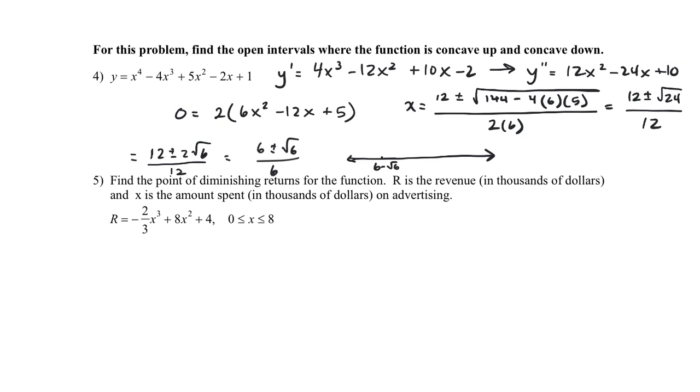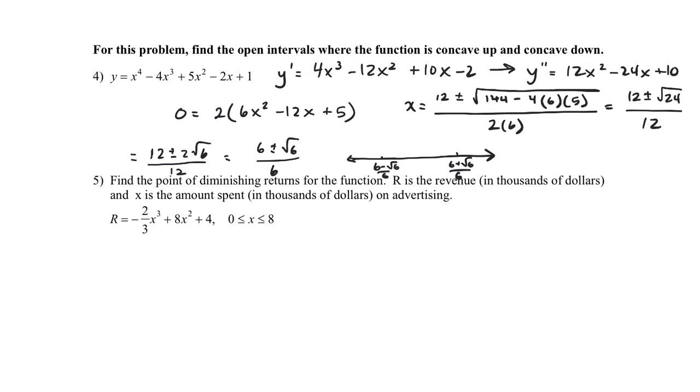6 minus root 6 over 6 is the smaller of the two, and then 6 plus root 6 over 6 is the larger of the two. It might be easier to see what those numerical values are. So if we subtract 6 minus the square root of 6, and divide that by 6, we get about 0.6. So this right here is roughly 0.6.